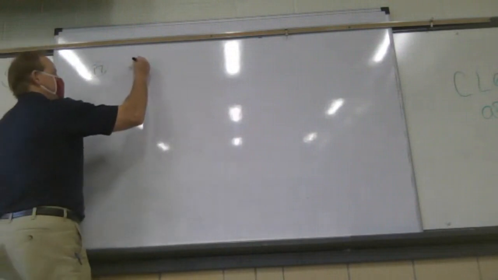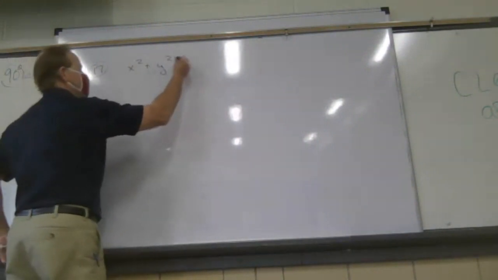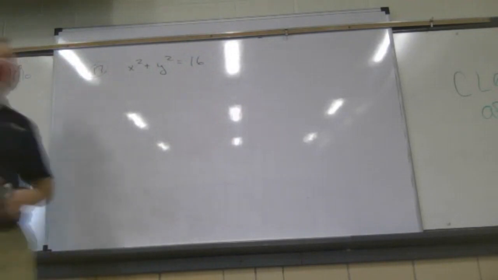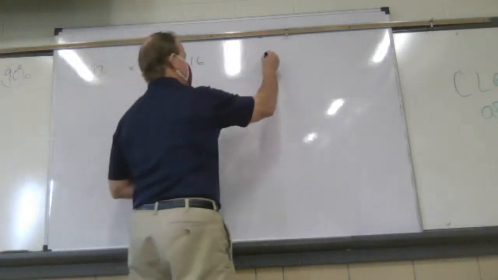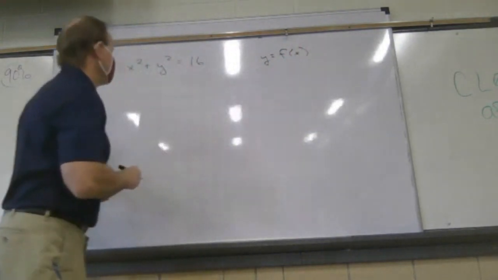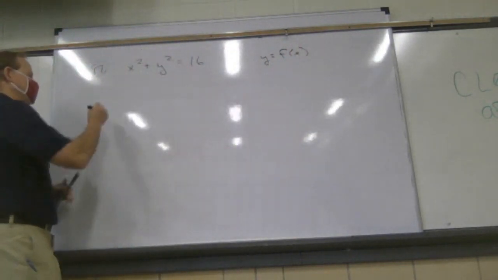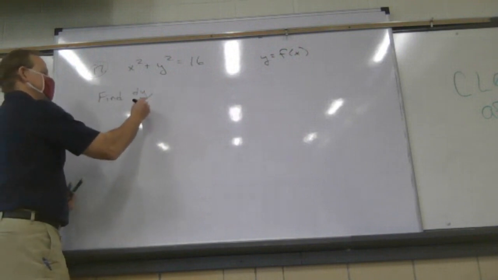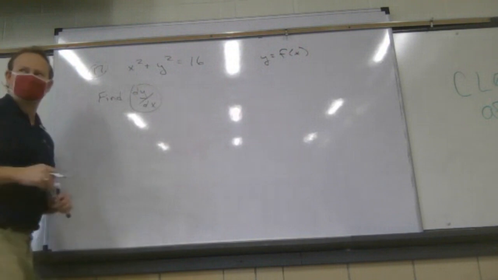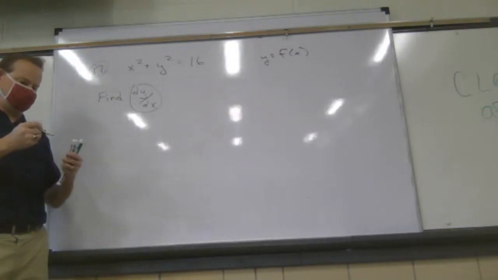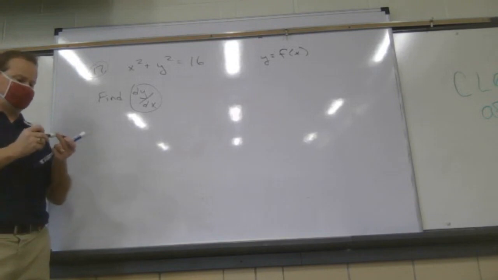Anyway, so if I've got x squared plus y squared equals 16, we know the graph of that is a circle, right? But we also know that y is some function of x, correct? y equals f of x. So the reality is, if I want to take the derivative, the question is: find dy dx. I want to find dy dx, right? So take the derivative of y. I want dy dx.